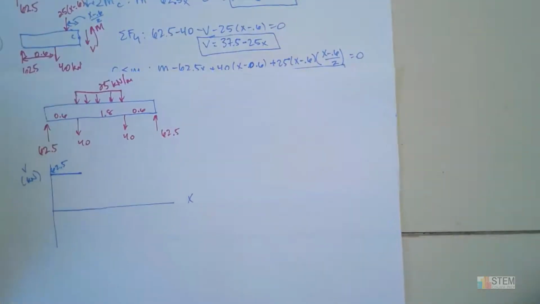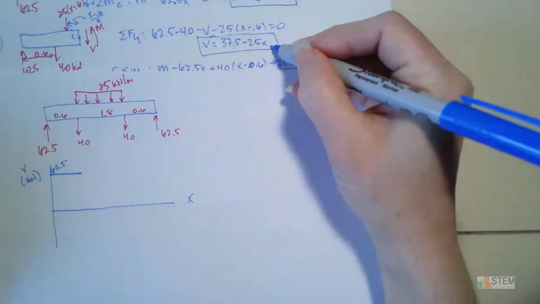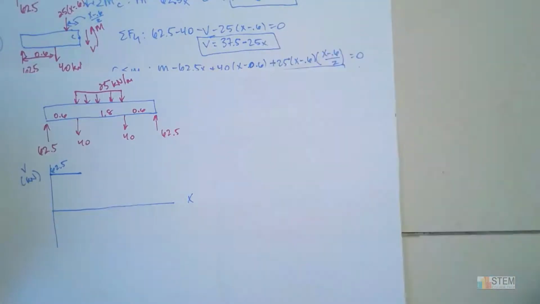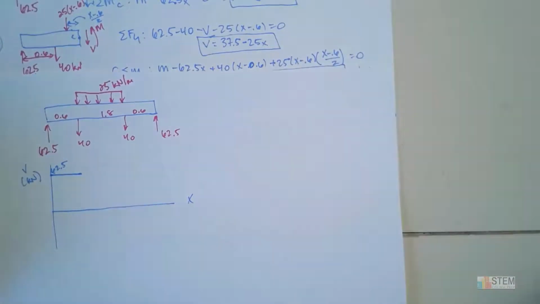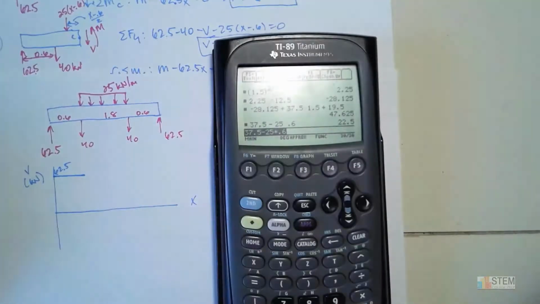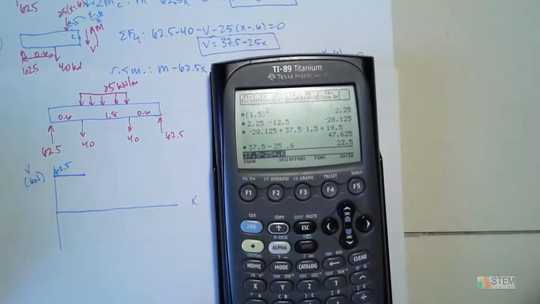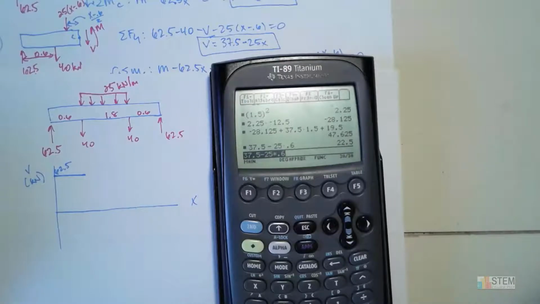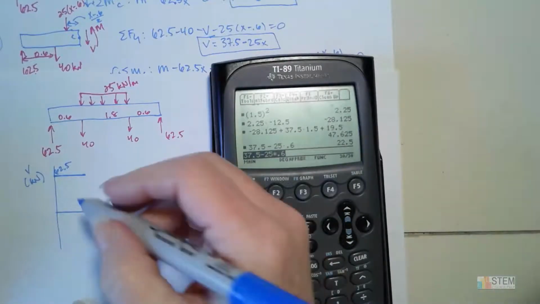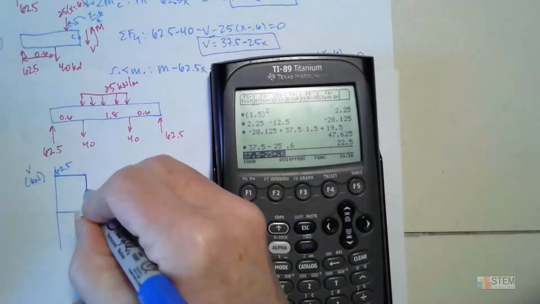Now let's jump to the next V equation. So now we're right here. Now this is a linear function. It's got a negative slope, so it's going to be like that. And what we need to do is know where that's starting. So what you would do is plug in the 0.6. And here I did it on my calculator. So you can see we took that expression, 37.5 minus 25x. I plugged in 0.6 for x, and we get 22.5. So that means we're going to drop this shear diagram down to 22.5.